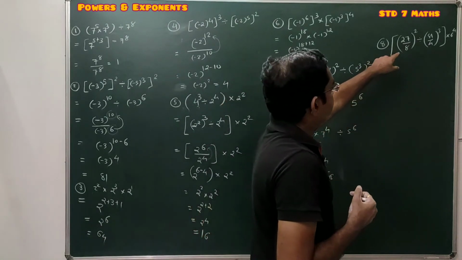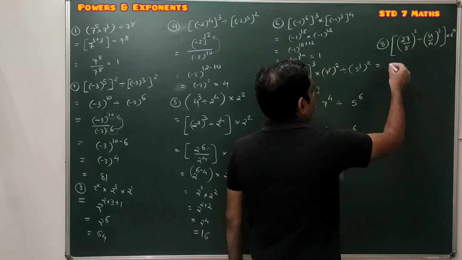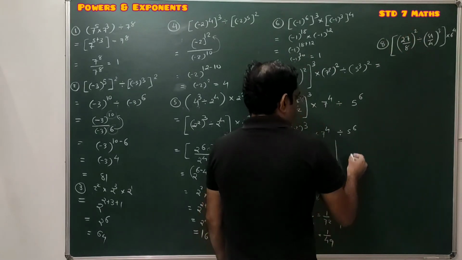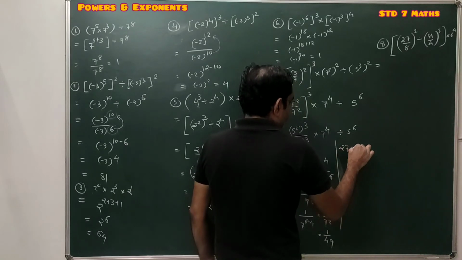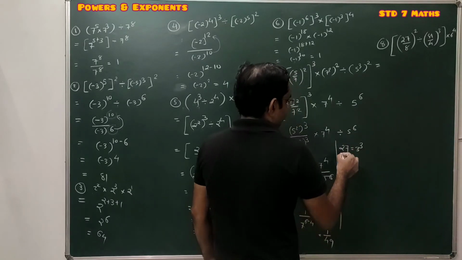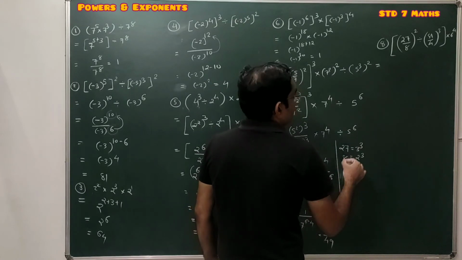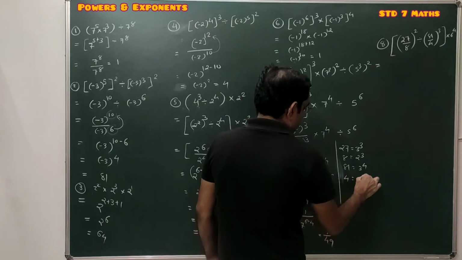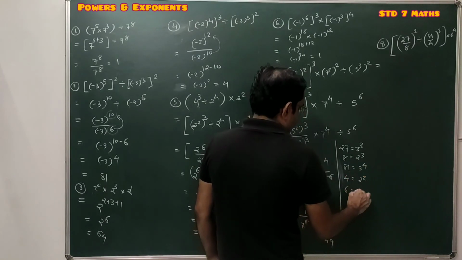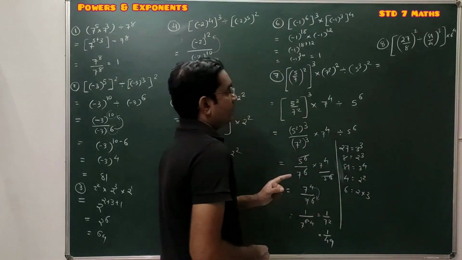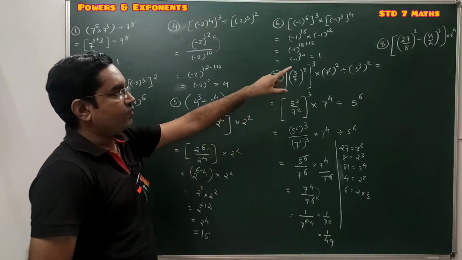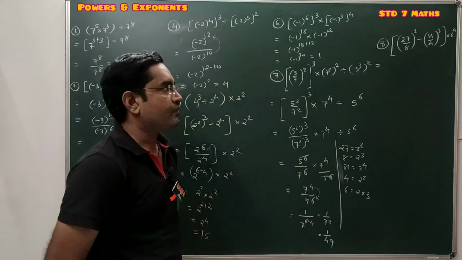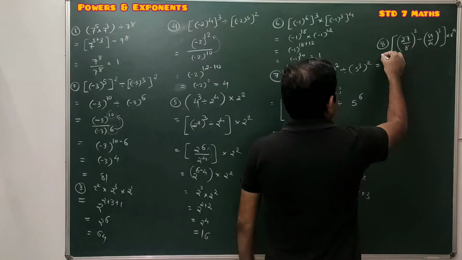So here we can try to make the bases equal by converting these. I can write 27 as 3 cube, 8 as 2 cube, 81 as 3 raised to 4, 4 as 2 square, and 6 as 2 into 3. So I can convert this entire expression from 27, 8, 81, 4 and 6 to just 2 and 3. Done?